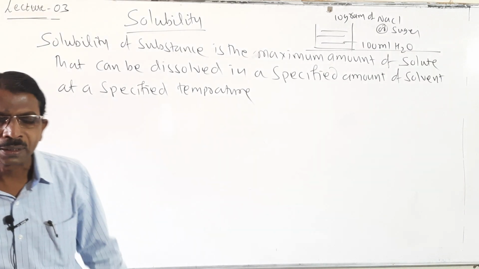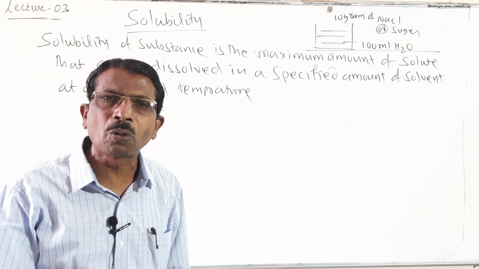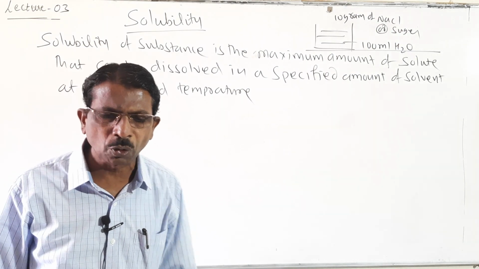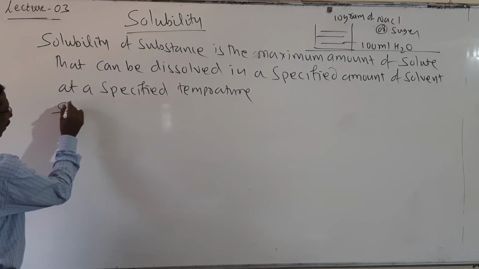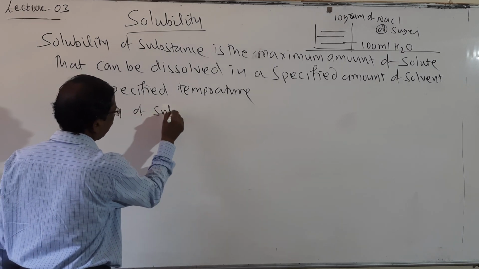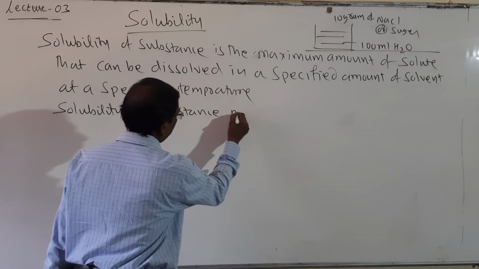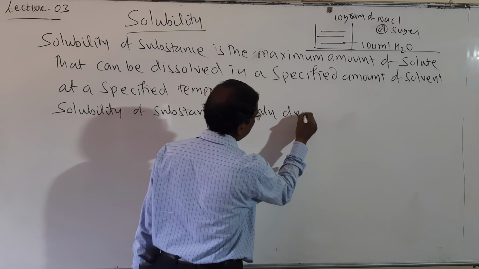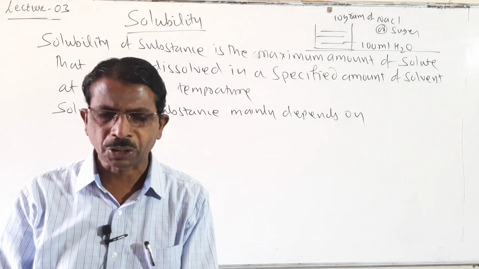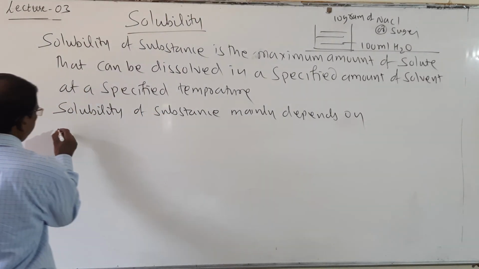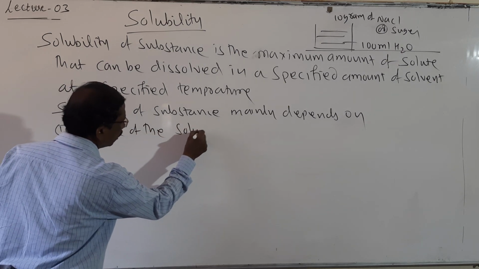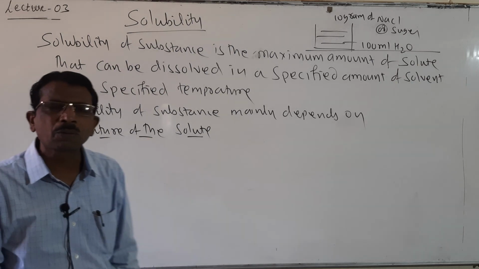And here students, this solubility mainly depends upon four factors. So, which are those four factors? Solubility of a substance mainly depends upon four factors. Number one, nature of the solute.